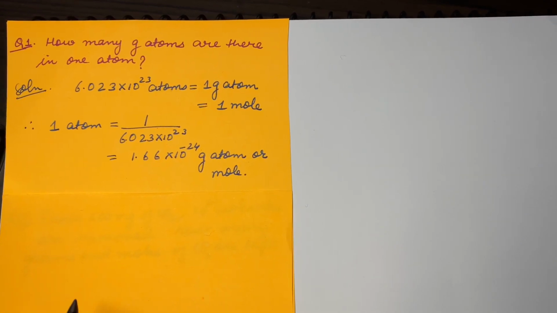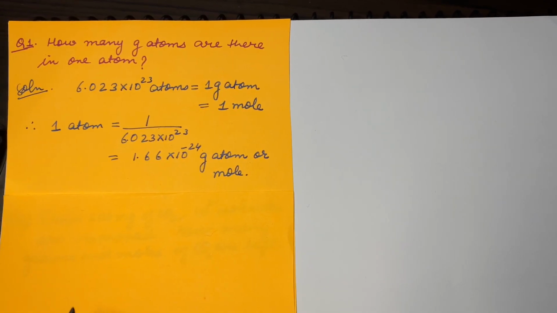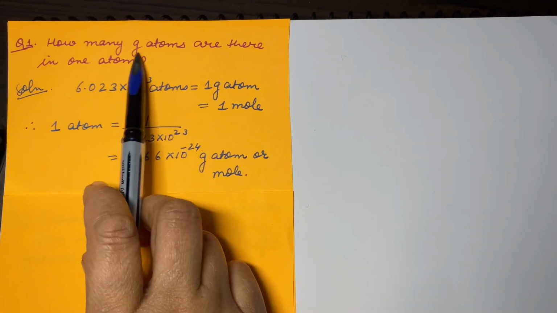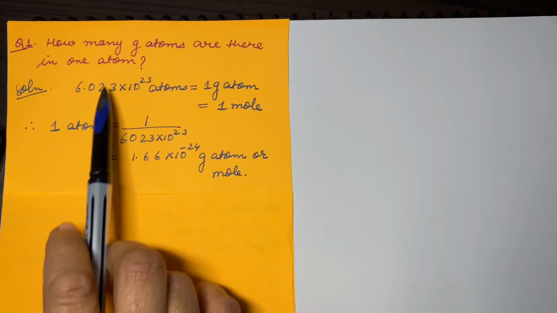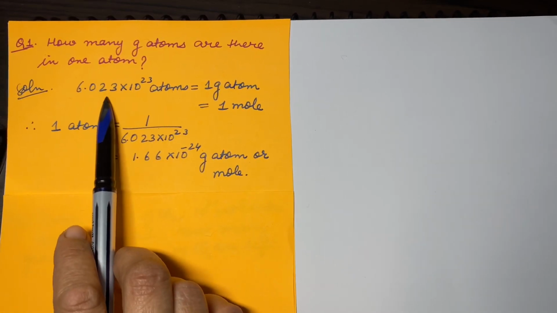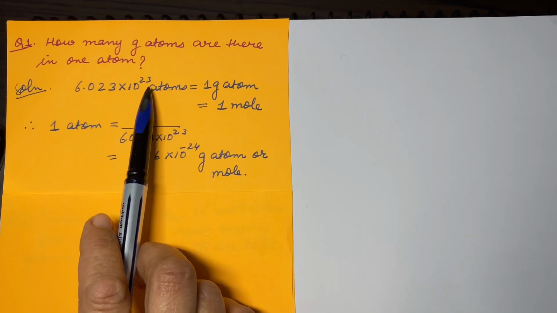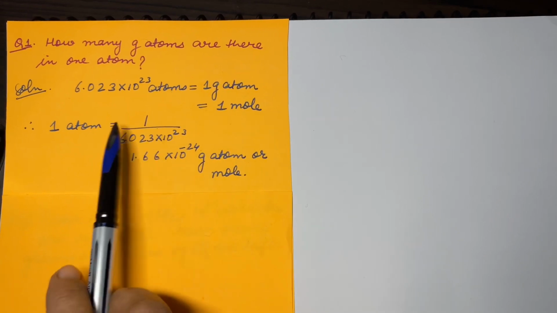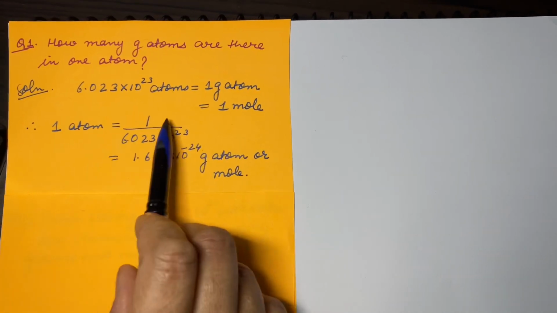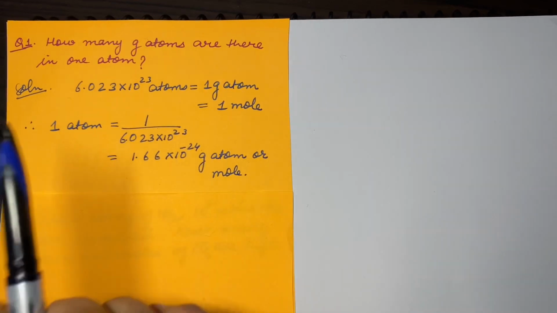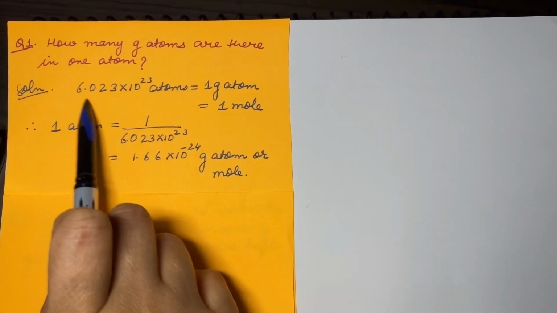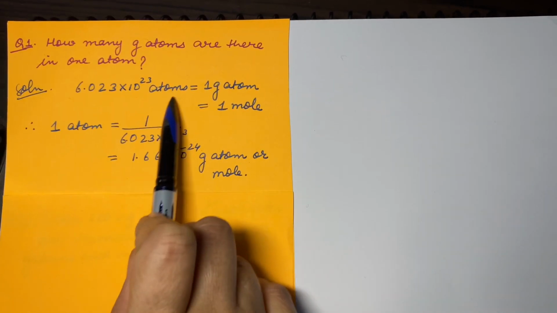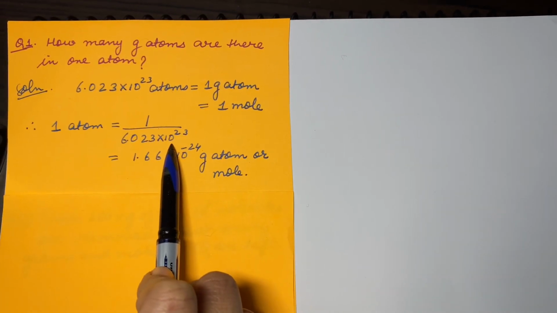See the first question: how many gram atoms are there in one atom? So you have to find out how many gram atoms are present in one atom. In 6.022 into 10 to the power 23 atoms, we have 1 gram atom, which is equal to 1 mole. The important thing you have to know is that this is also equal to 1 gram atom or 1 mole. So 1 atom will be equal to 1 upon this value if we divide it.